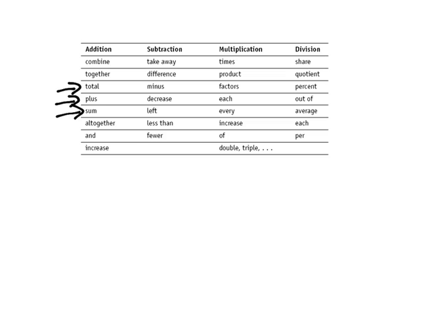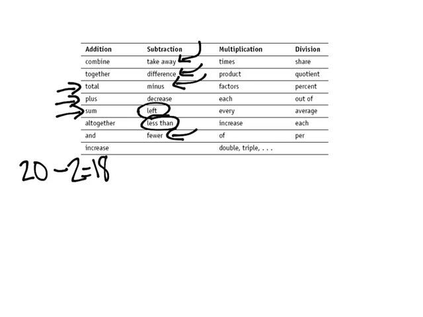In the second column, we see words for subtraction. Some of those you've seen before might be take away, difference, minus, or fewer. I'd like to point out a couple of specific words. First of all, less than, and next, left. For example, if you have 2 less than 20, what it's really asking you about is 2 less than 20. So 20 minus 2, which gives you 18.